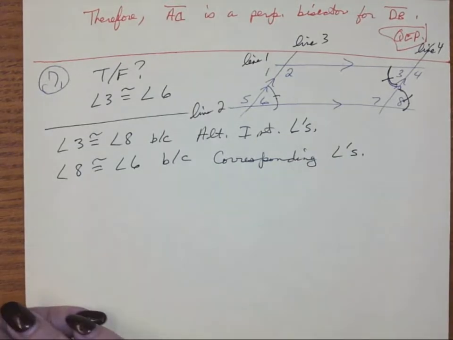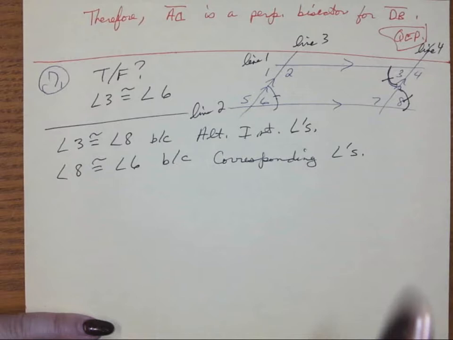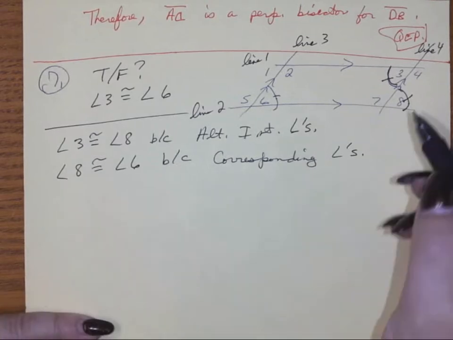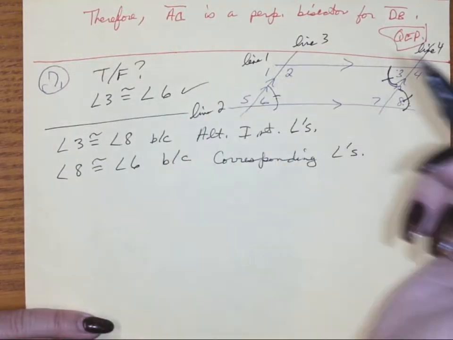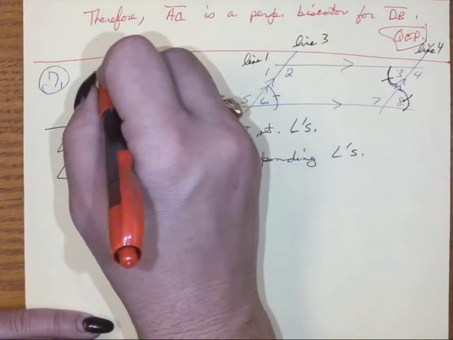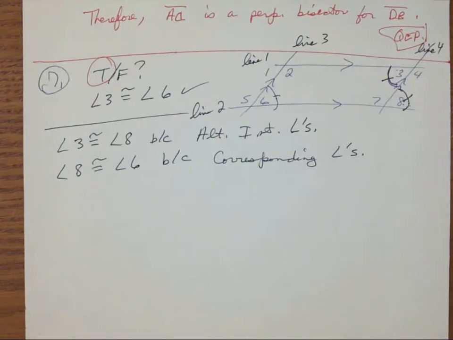Does everybody see that? So to me, this picture is enough right here. I've got 3 to 8, 8 to 6. I can see that those are all congruent. So yes, 3 is congruent to angle 6. So therefore, it's a true. And this would be a great picture for you to use to show me that. Okay, and that's plenty. I didn't ask for a proof.